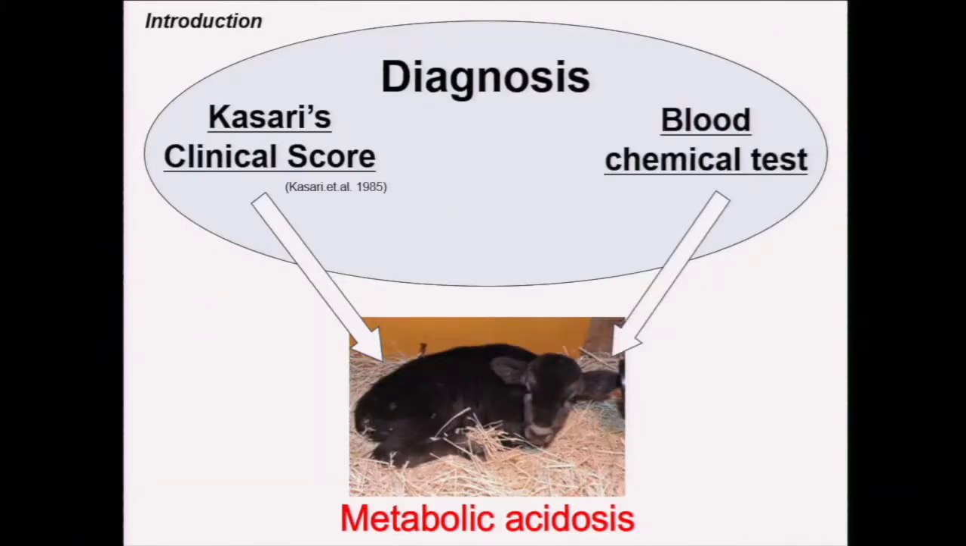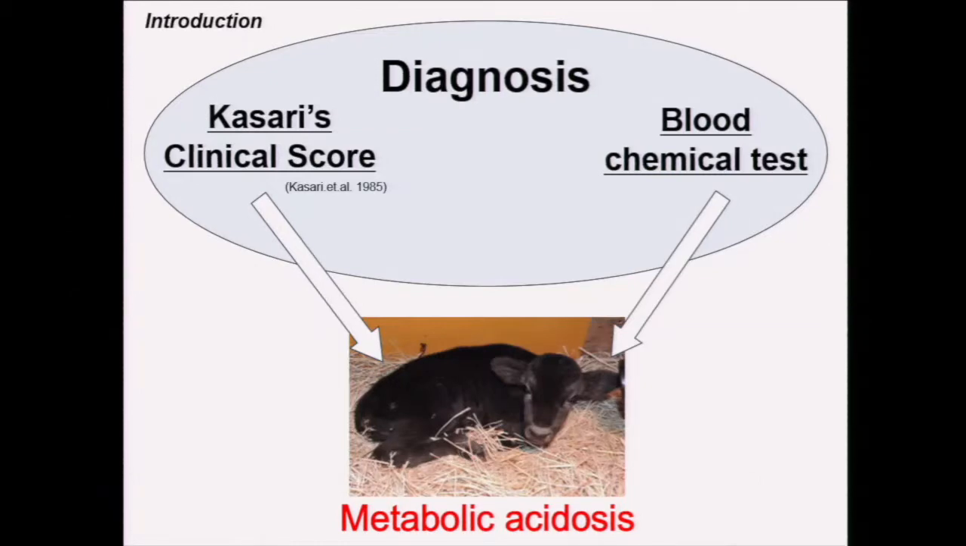The treatment for metabolic acidosis involves the use of an alkalizer, such as sodium bicarbonate. However, if sodium bicarbonate is not administered in proper quantities, it may lead to iatrogenic alkalosis or the persistence of metabolic acidosis. So it is important to determine whether the cow is actually experiencing metabolic acidosis and whether the appropriate volume of alkalizer was administered.